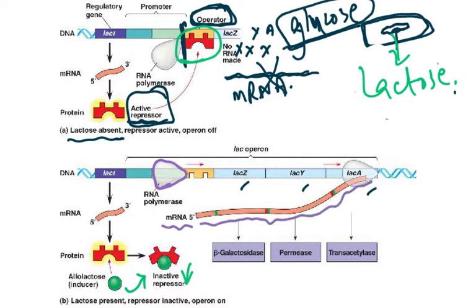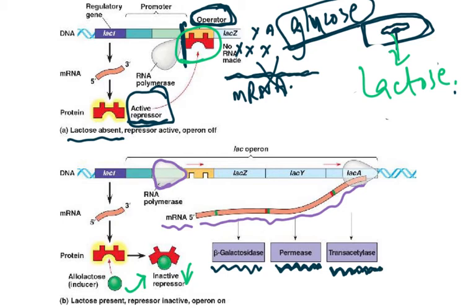And what are these three enzymes? We've got to know the names. LAC-Z is called beta-galactosidase. LAC-Y is called permease. LAC-A is called transacetylase.